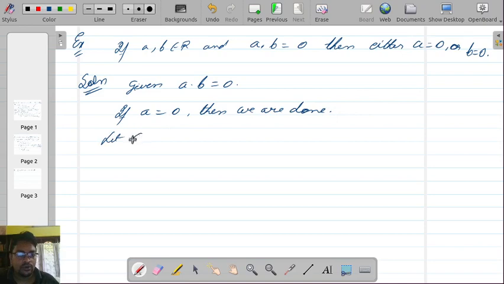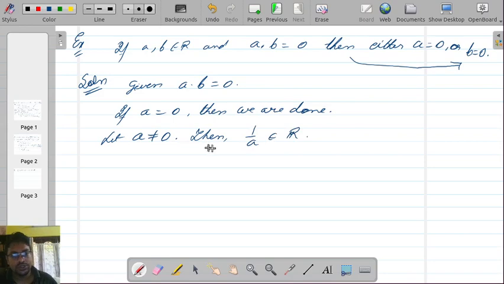So let a not equal to 0. Let us see what happens when a is not equal to 0. What is our intention? If a is not equal to 0, we have to conclude that in that case b has to be 0. So let a not equal to 0. Then by our field axioms, 1 by a is an element in R, right? And it satisfies a dot 1 by a equal to 1 by a into a. So this is satisfied.